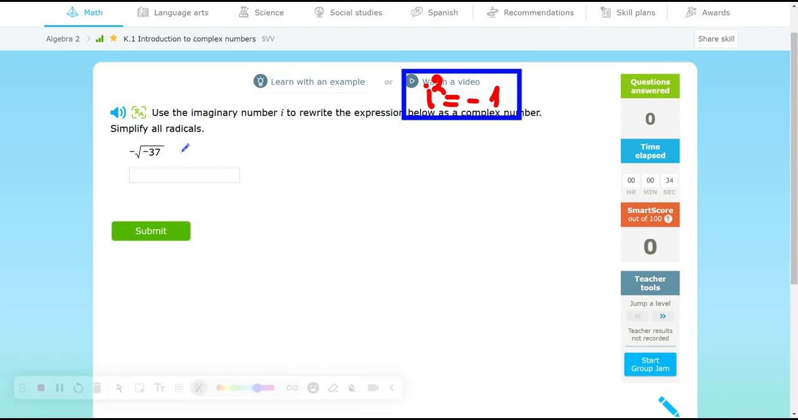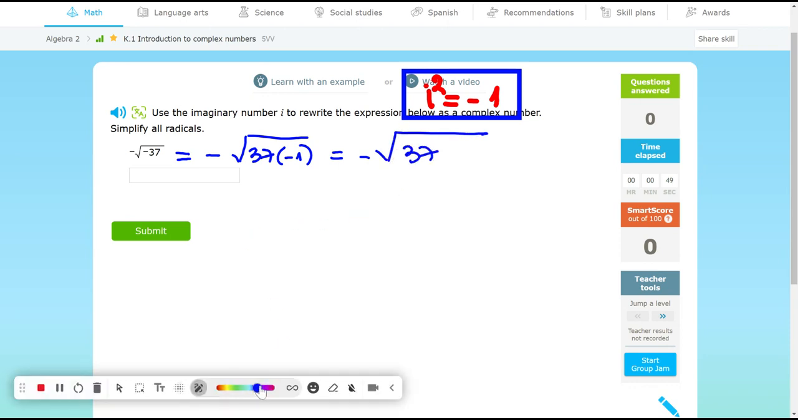Okay, so now take a look over here. Let's do it really slow. The negative sign is already outside. Negative 37, is that the same as 37 times negative 1? Okay, so now I just rewrite it. But then negative 1, now I substitute by i squared. Okay, that's it. And then now you take a square root.